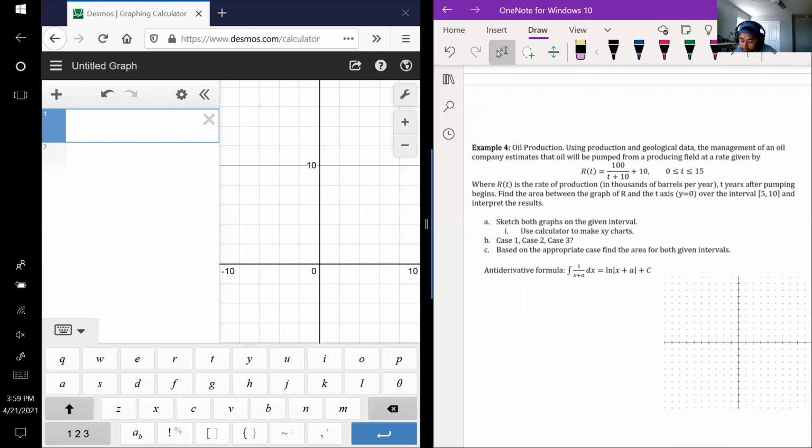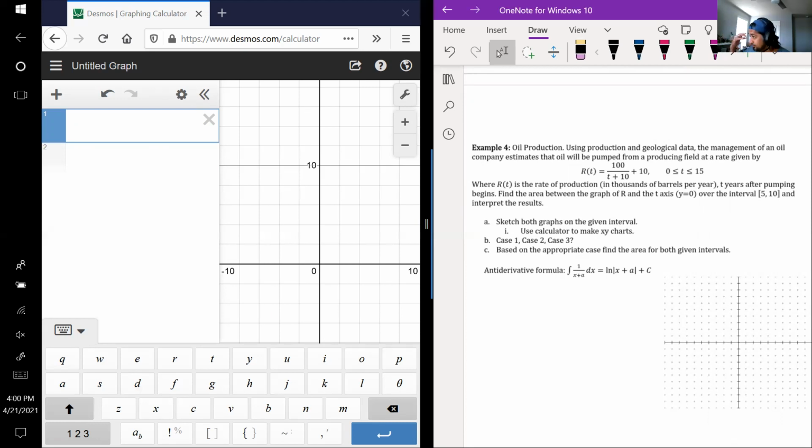4, using production and geological data, the management of an oil company estimates that oil will be pumped from a producing field at a rate given by R of T equals 100 over T plus 10 from 0 to 15, where R of T is the rate of production in thousands of barrels per year, T years after pumping begins. Find the area between the graph of R and the T axis, which we can just call the X axis, over the interval 5 to 10 and interpret the results.